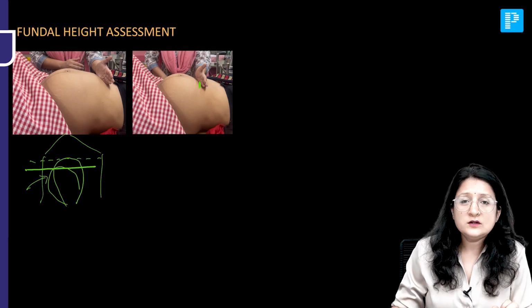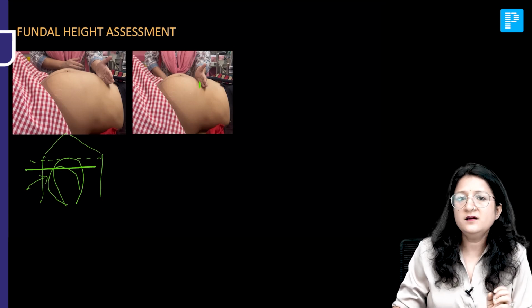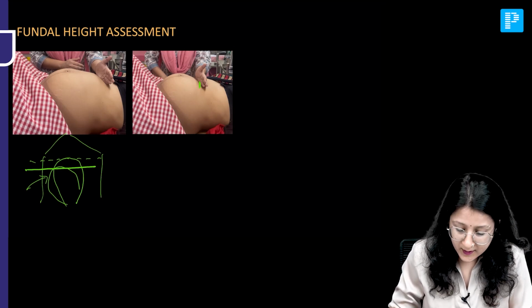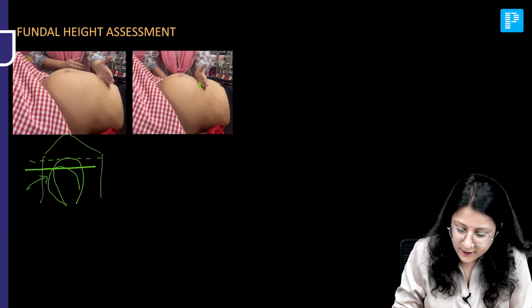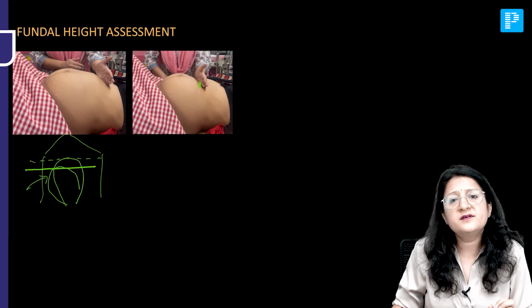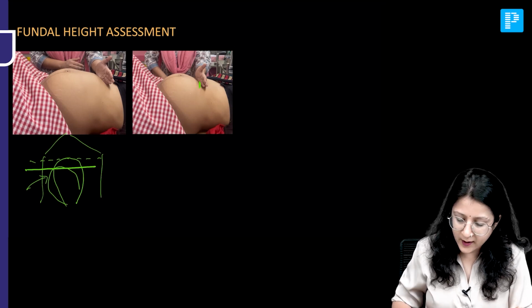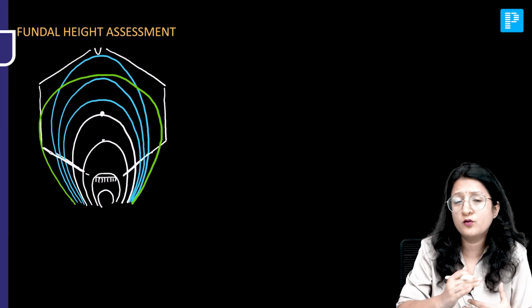Now, what you also need to know is how to document the fundal height in weeks. What does it mean? For instance, here, this is somewhere around 32 weeks in this particular image. That's because we've roughly divided the abdomen into specific areas, and you've done this in your undergraduate years also. So we're going to go for a quick revision.